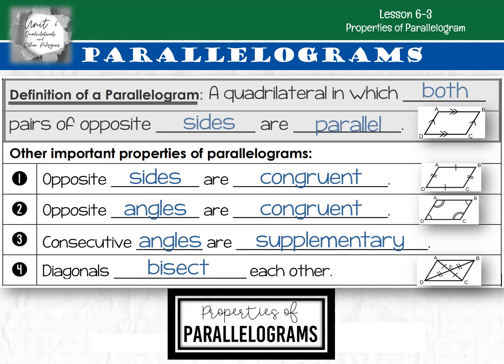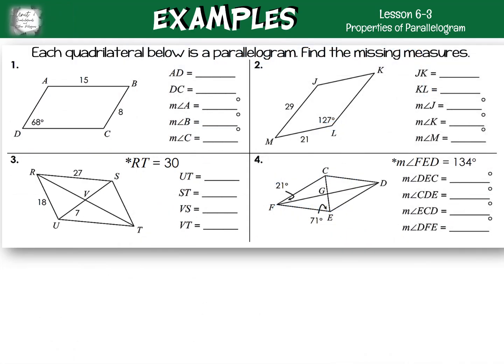So if we know a quadrilateral is a parallelogram, then we know all these properties, and we're going to write equations and solve. Let's do it. Examples. We are given that each quadrilateral is a parallelogram. We need to find the missing measures. So we're going to use all the properties we just discussed to do this.